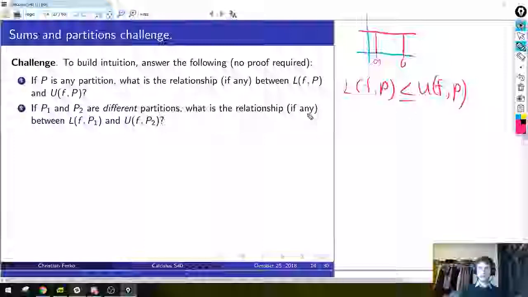Now let's think a little harder. What if we take two different partitions, P1 and P2? So they can be different points. Maybe I just chop up the interval differently, or maybe they have some of the same points, but P2 has more of them. But if they have different partitions, what do you think in general would be the relationship, or do you think there is a relationship?